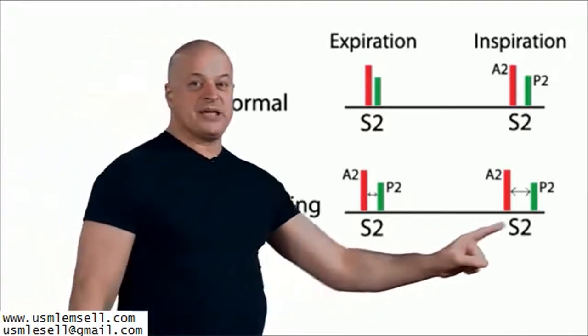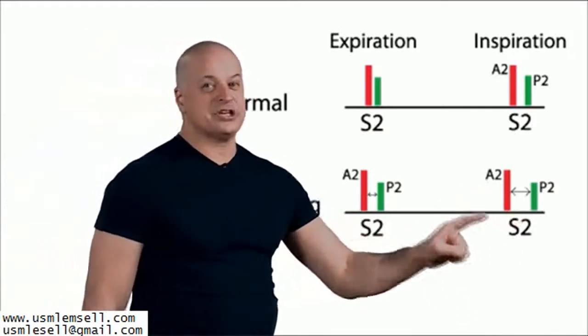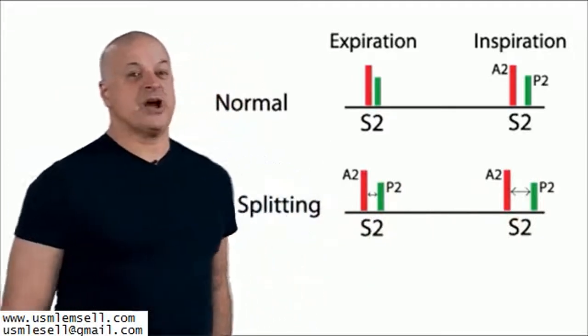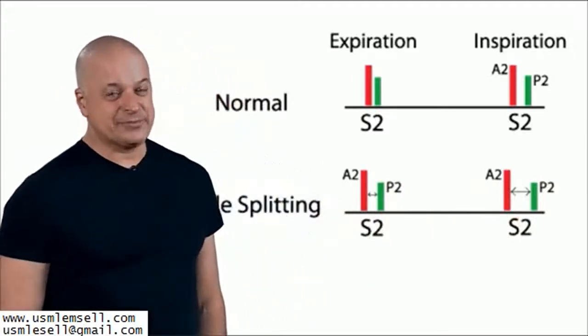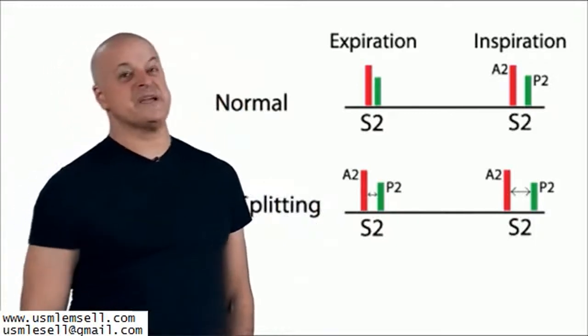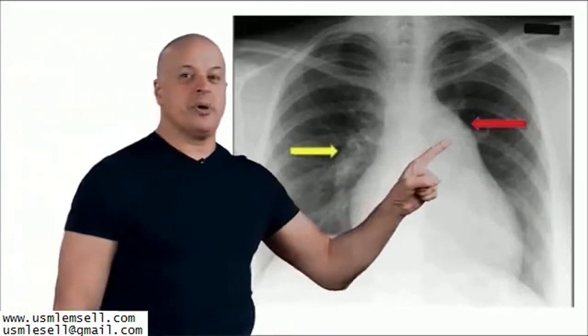Wide splitting of the P2, and a loud P2: pulmonary hypertension, pulmonic stenosis, and with wide splitting, right bundle branch block, with delayed emptying and delayed closing. It's very close to the same things, and more, that make the P2 loud because it bashes the door. This is a sign of pulmonary hypertension.